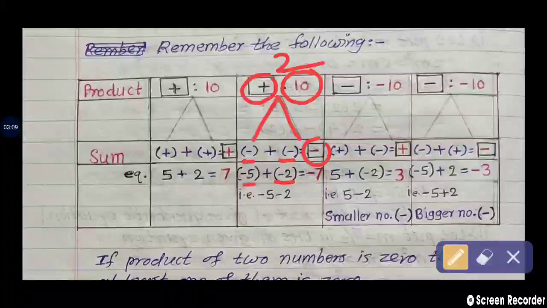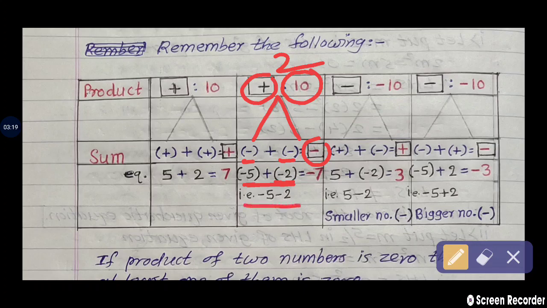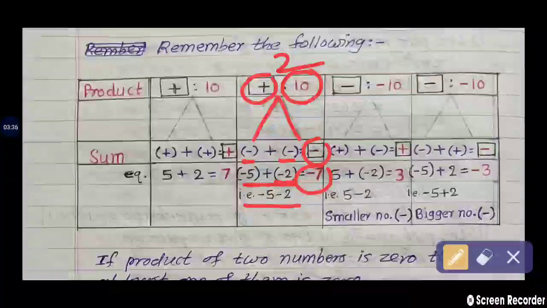But minus 5 plus of minus 2, so plus of minus means minus. So that we write at the last here: minus 5 minus 2. So we are making addition. So what are we getting here, check. Minus 5 minus 2, and the addition is minus 7. Are you all getting this? Next. So product is plus and sum is minus, when both the numbers have a negative sign.